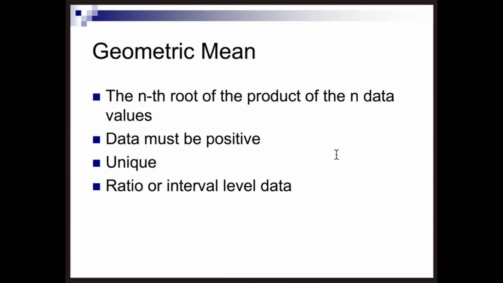The next measure of location is the geometric mean, and by definition, this is the nth root of the product of the n data values. Now, in order to be able to calculate this, all data values must be positive. They can't be negative. I suppose you could have a 0 value, but typically this is used in situations where the data values are all positive.